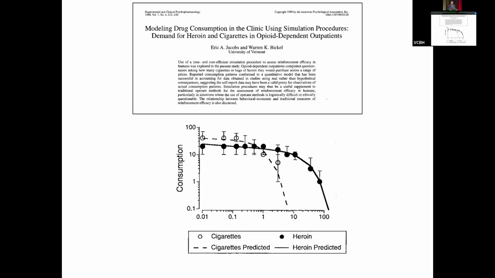And so the first instance of this was conducted here at University of Vermont, by Eric Jacobs and Warren Bickel, looking at cigarette versus heroin demand in people who like to use both. And as you can see from this example, at the lower prices, cigarettes had higher demand, but that shifted. Heroin had higher demand at higher prices.